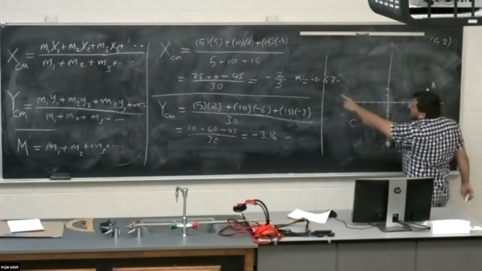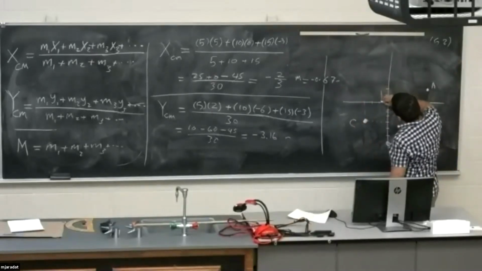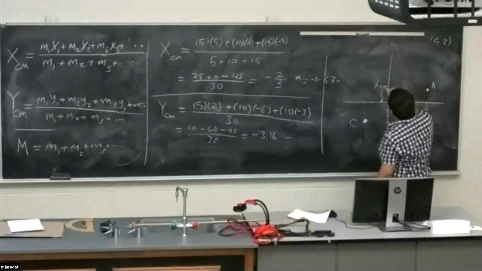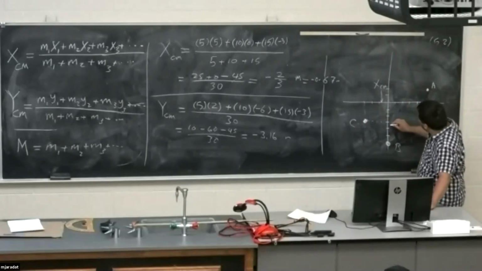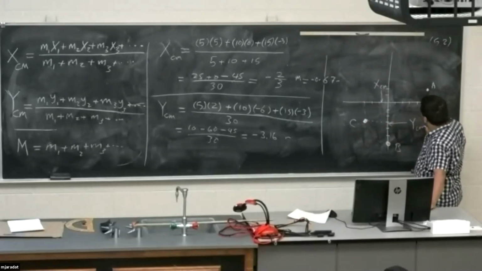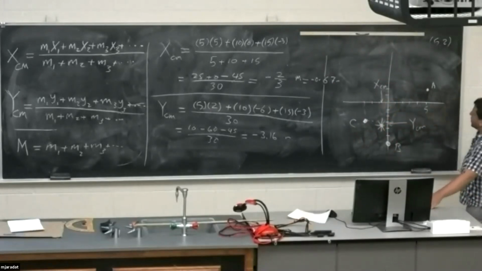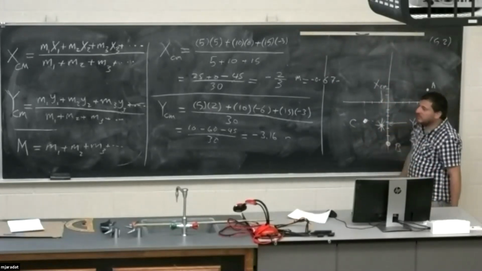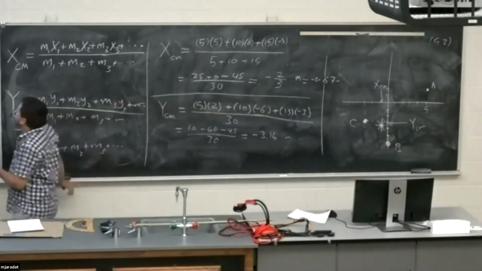The center of mass at negative 0.67 in X direction, it is here. This is X center of mass. It is less than 1. And the Y position is negative 3.16. It is almost here. This is Y center of mass. So the center of mass will be at this point. So it is in the heavy side. Right? Any question about this?